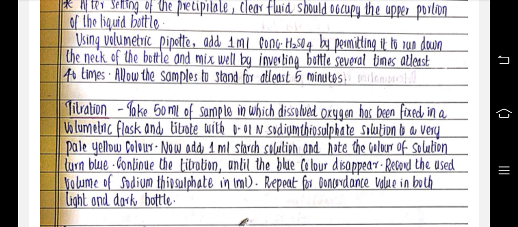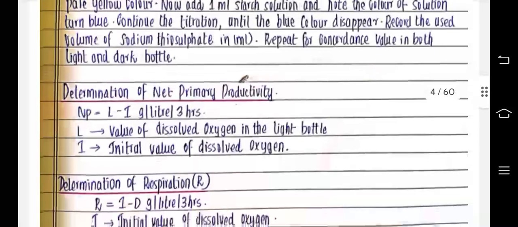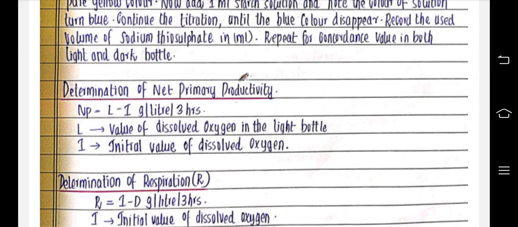Add 1 ml starch solution and note that the color of the solution turns blue. Repeat for concordant values in both the light and dark bottle. Then, determination of net primary productivity.